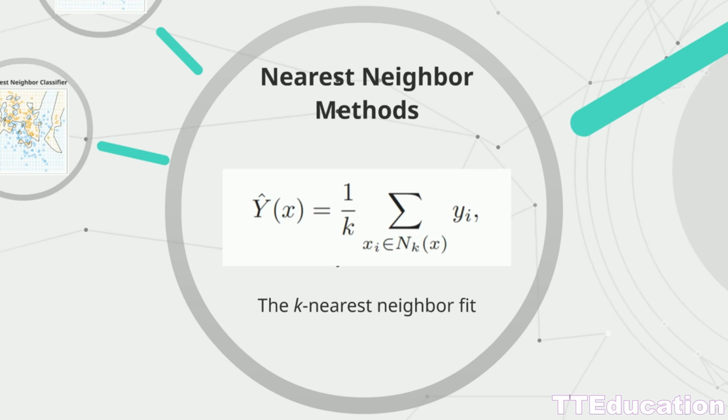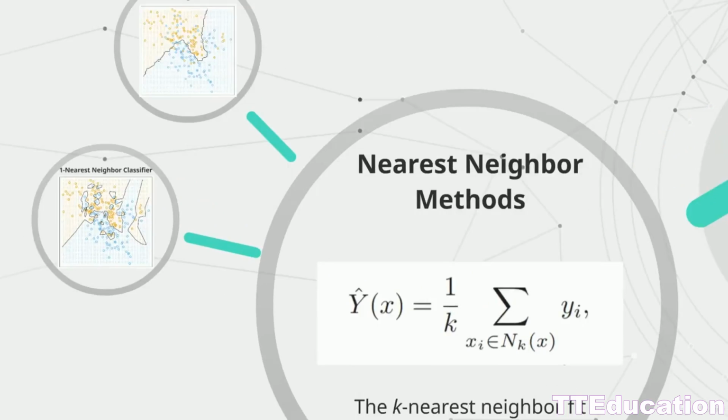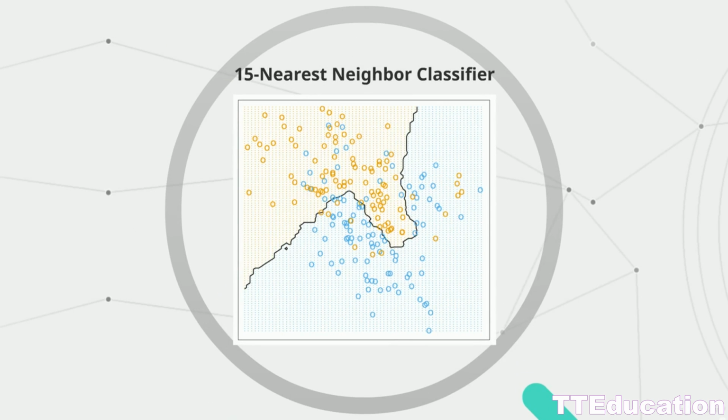Closeness implies a metric, which for the moment we're going to assume is Euclidean distance. So in words, we're going to find the k observations with x_i closest to x in input space and average their responses. So here k can range from 1 to any number essentially, and that's going to change our nearest neighbor approach slightly depending on the k that we pick. So we're going to look at two examples where we're picking different values of k to show how that is going to differ. So let's take a look again at our data. Here we're using a 15 nearest approach.